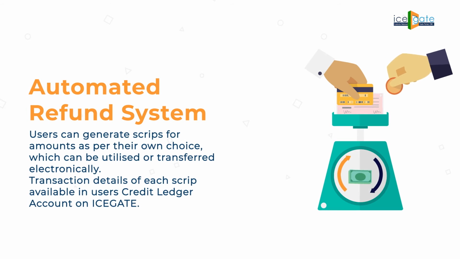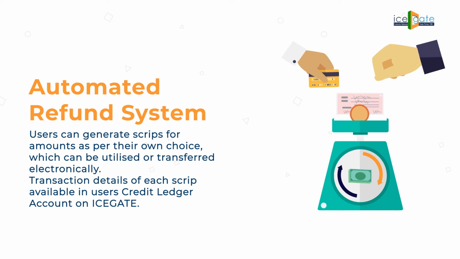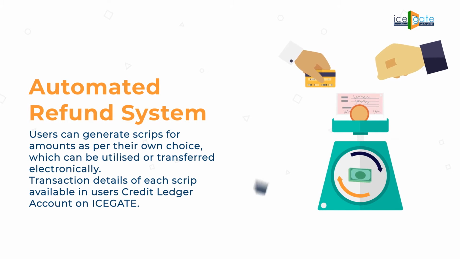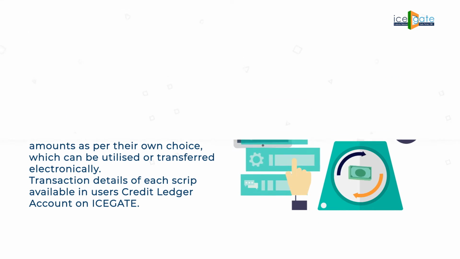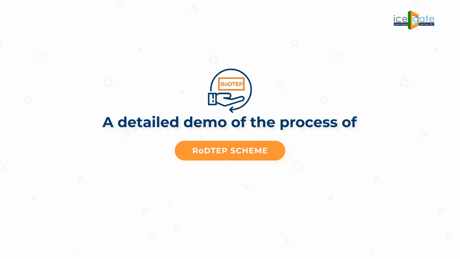Users can generate scrips for amounts as per their own choice, which can be utilized or transferred electronically. Transaction details of each scrip are available in the user's credit ledger account on ICEGATE. A detailed demo of the process of the RoDTEP scheme.